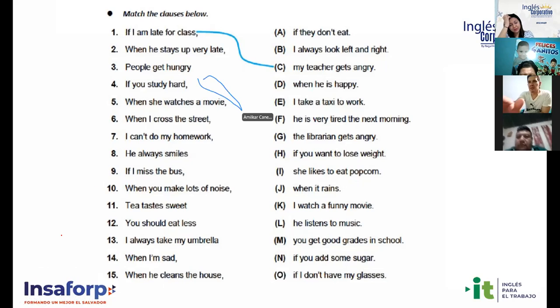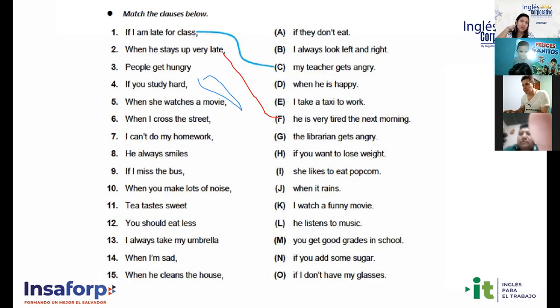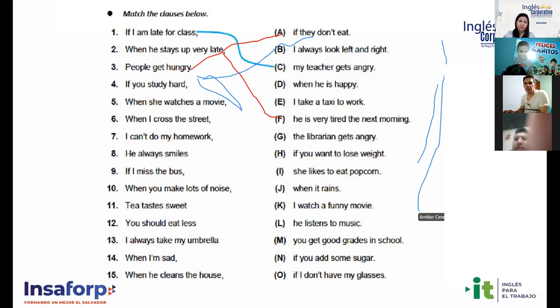Okay, very good, Mr. Cañegas. Okay. When he stays up very late, por ejemplo, cuando él se queda despierto hasta tarde, he is very tired the next morning. Está muy cansado el día siguiente, la mañana siguiente. People get hungry. If they don't eat. Okay, if they don't eat. If you study hard, if you study hard. Ay, Mr. Cañé, está haciendo tripas.